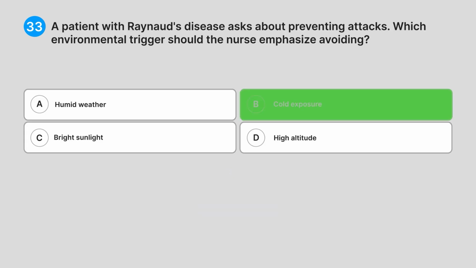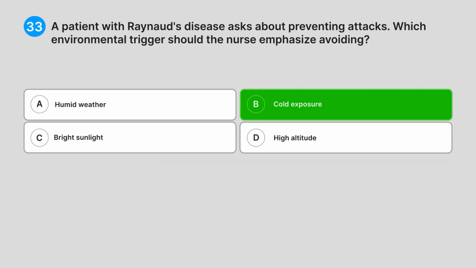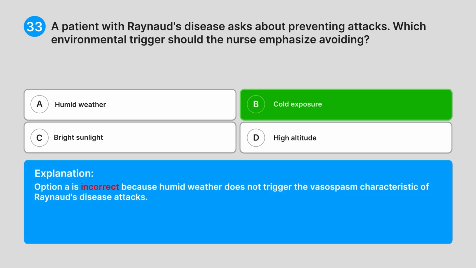Correct answer, B. Cold exposure. Explanation. Option B is correct because cold exposure triggers vasospasm in Raynaud's disease, causing the characteristic colour changes and pain in fingers and toes. Option A is incorrect because humid weather does not trigger the vasospasm characteristic of Raynaud's disease attacks.